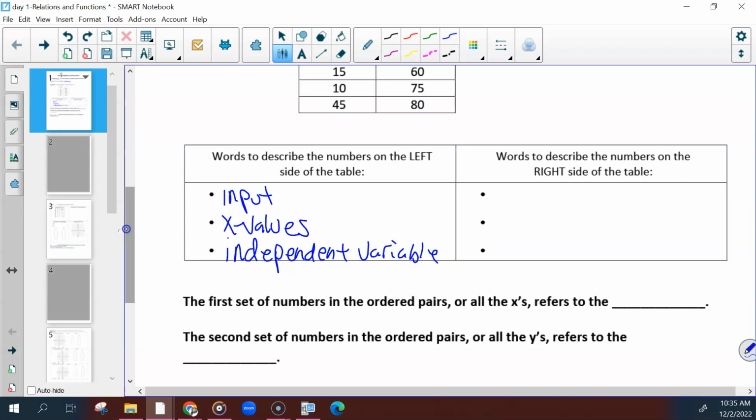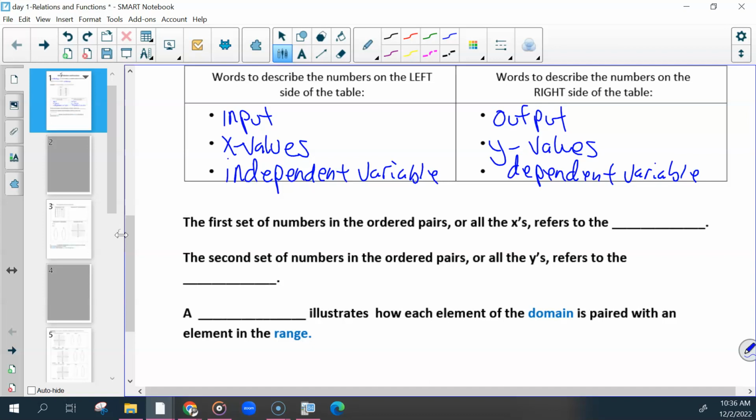Also known as your independent variable, it can stand alone, usually things like time, things you can't change. Time is really the main thing. Right, so then the right side would be called what? Output. Y values. And dependent variable. Your y values depend on your x values, usually in a function, an equation. You input x values to get out an output, all of those things.